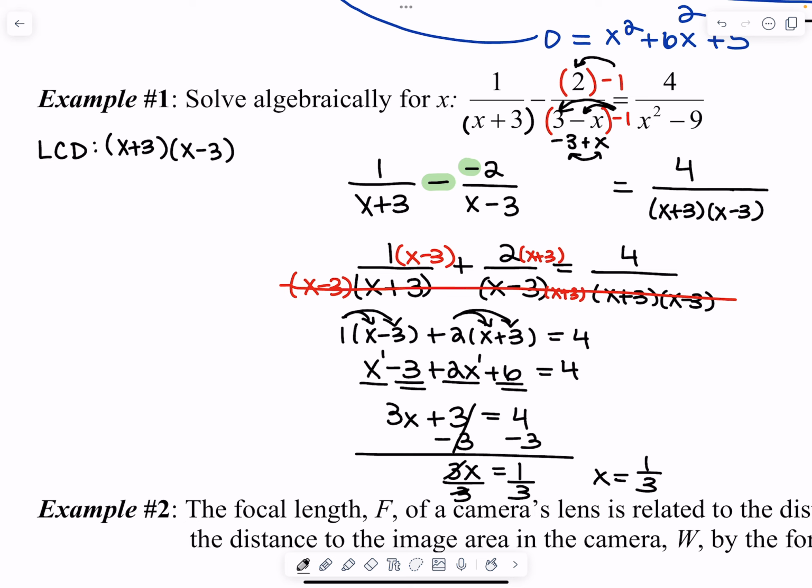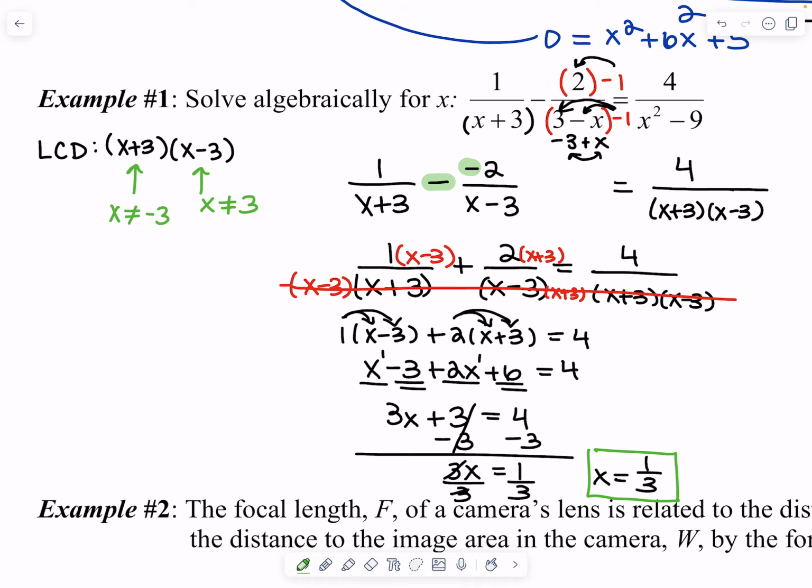And I'm going to go back to my original problem real quick just to make sure that this answer seems okay to keep. Both of my denominators, the x plus 3 and the x minus 3, cannot allow x to be either positive or negative 3, but we got 1/3, so that answer is acceptable to keep. I don't have any extraneous roots for question number 1.